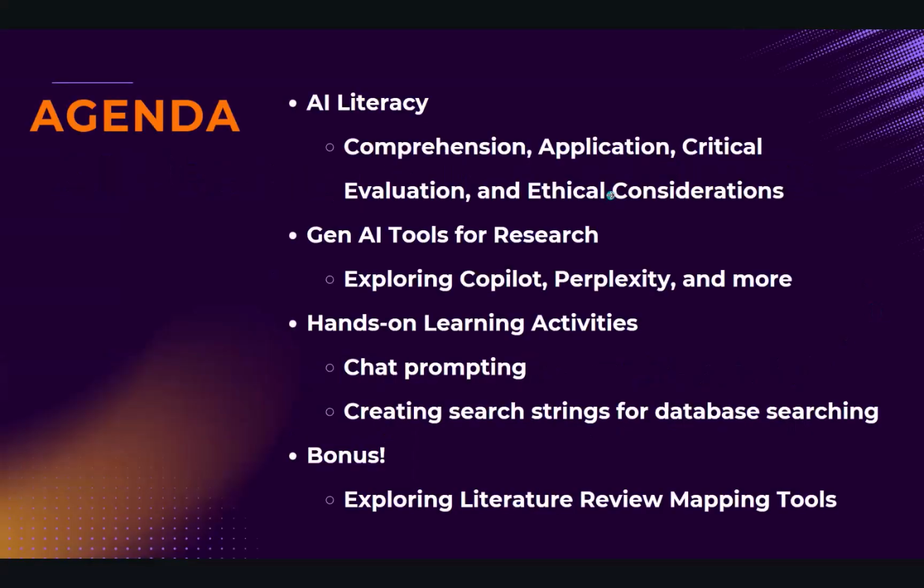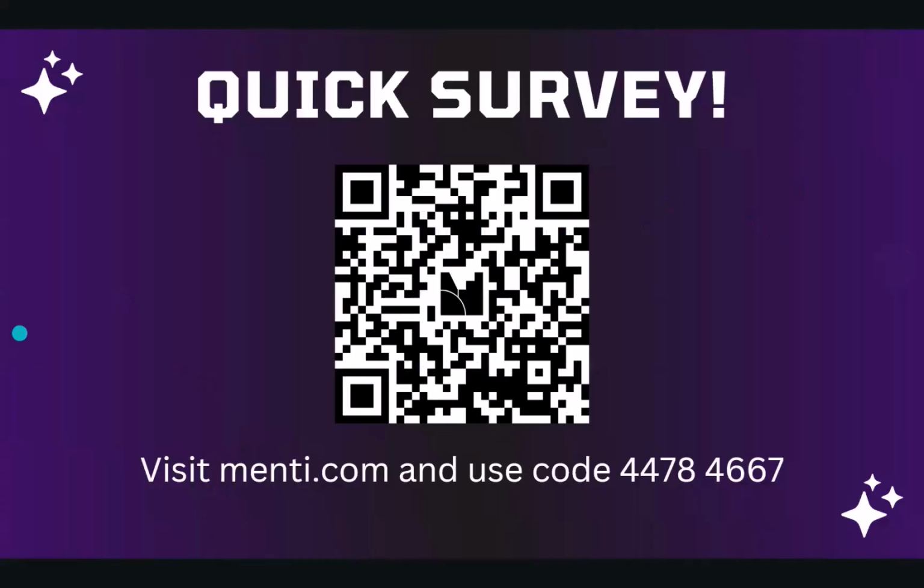And so on the agenda for today, we're going to talk about the tenets of AI literacy and how to work those into your research process. And then we'll get into some of the various AI tools, some chatbots and some others, and then we'll look at examples. And we'll do some hands-on chat prompting, which will help us create search strings that we can use to search for peer-reviewed literature. And then we'll look at the library databases as well. And we will wrap up the day with exploring options for lit review mapping tools as kind of a fun bonus. But before we get into all that, we have a quick little survey.